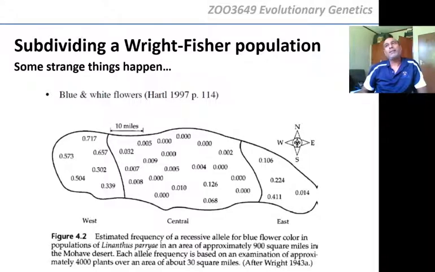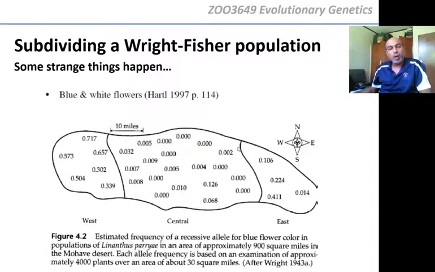And what Wright, because he's very clever, what Wright figured out, and this is all he needed to figure out, was what was the frequency of the recessive allele in this landscape, this Mojave Desert. So wherever you see a number here, like there, 0.573, or here, 0.339, or here, 0.106, or here, 0.004.